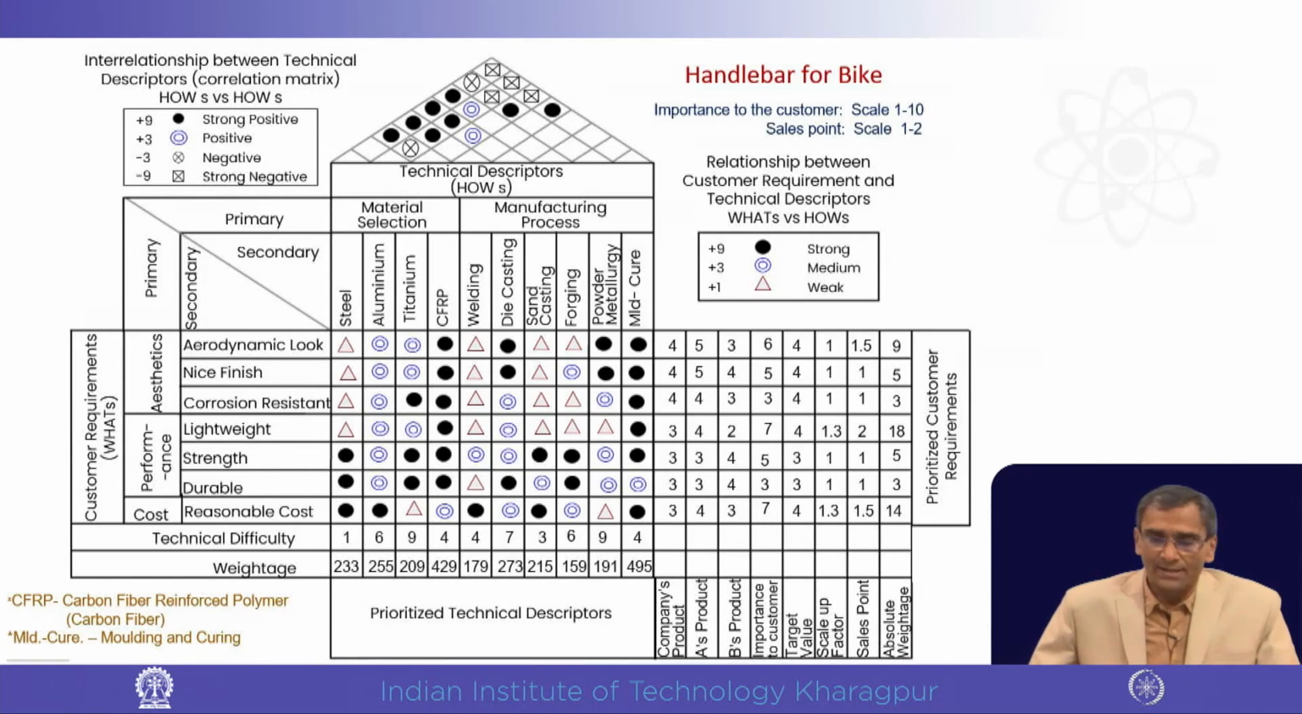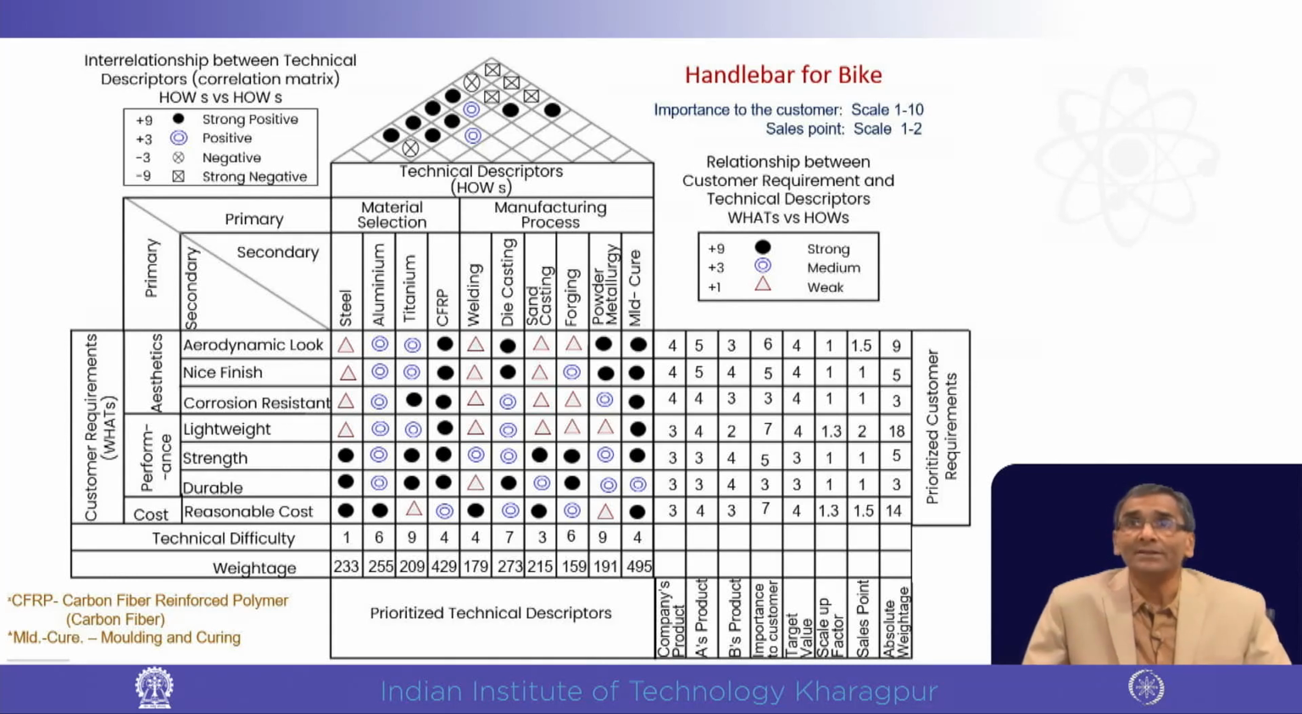Now we have explained the computational process, and at the bottom, the weightage values are here. You see that 429 is the highest, and in the process, 495 is the highest. These two highest values, 495 and 429, correspond to CFRP and the mold curing process. That means it is preferring that the handlebar be made with carbon fiber reinforced polymer using the molding curing method.